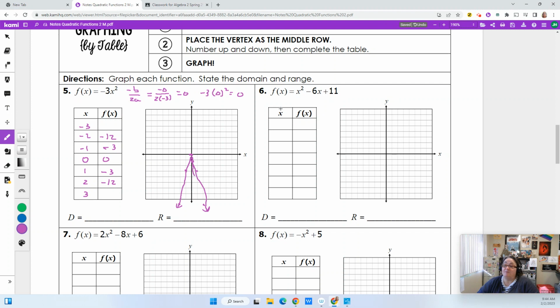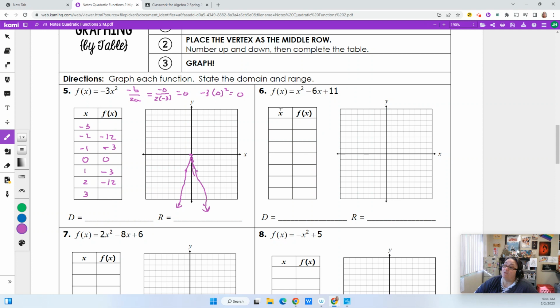Do your graphs have to be perfect? No. You do have to have your vertex in the right place. You should have two other points and kind of show that you know where that symmetry lies. And you do have to fill out the domain and the range.